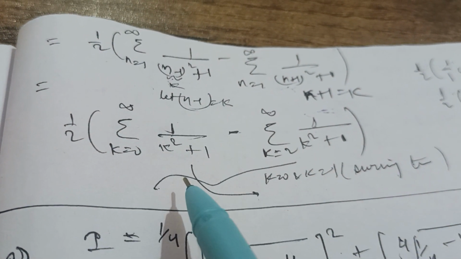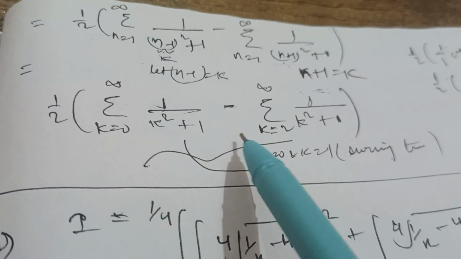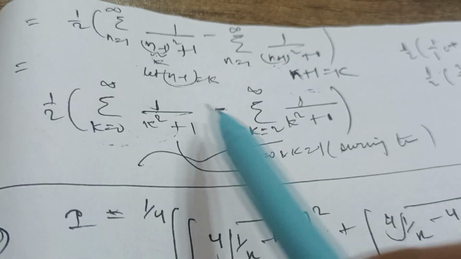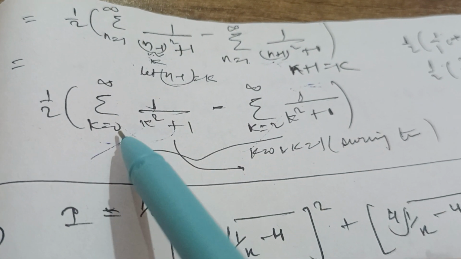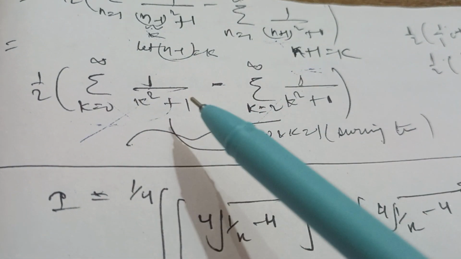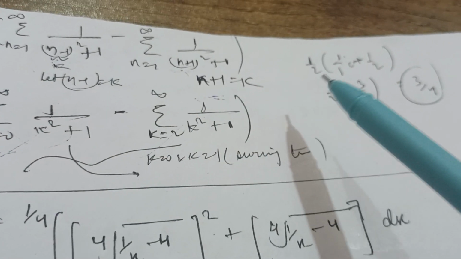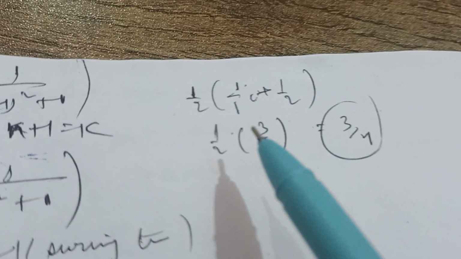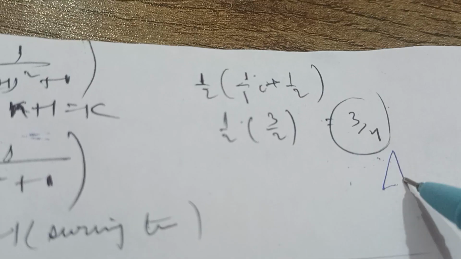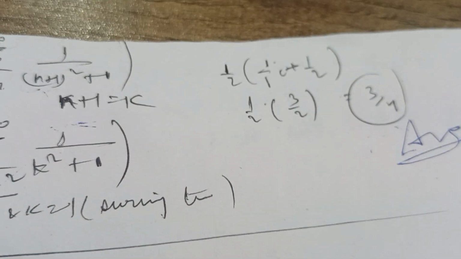After that, this will reduce to 1 upon k square plus 1. This is 1 upon k square plus 1, and you can see that the limits are the same, so only the k equals 0 and k equals 1 terms will remain. After that, from k equals 2 to infinity, all of this will cancel out. So k equals 0 and k equals 1 will remain. So it will become half into... for k equals 0 it is 1, and for k equals 1 it is half. So it will become half into (1 plus 1 by 2). It will reduce to 3 by 4. And hence this is the answer, a very sweet answer for a tough looking problem.